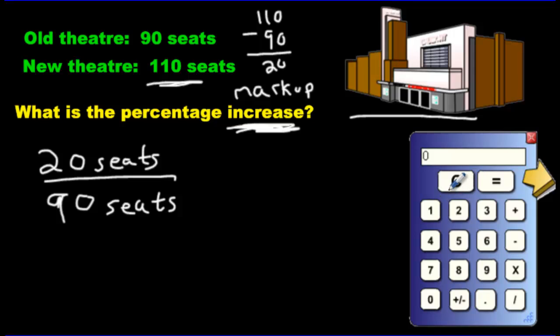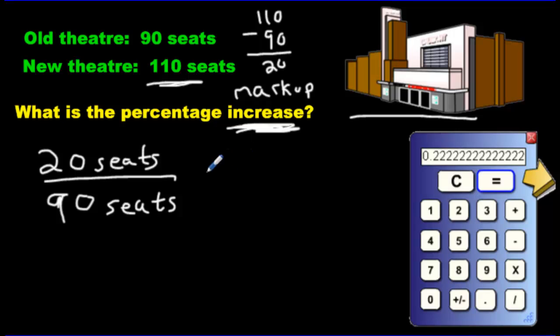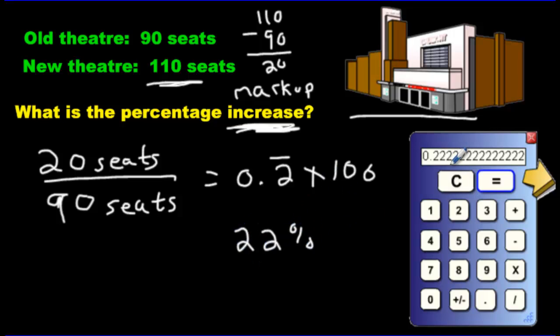So 20 out of 90, what does that make? You could do that. If you remember back to grade 7, we learned some strategies to figure this without a calculator, but you're going to get decimal 0.222 repeating. Hey, how do you turn that to a percent? You times by 100, which means you move the decimal twice, and you're going to get 22%. 22.2 is just going to be 22 rounded. 22% increase. Up means increase.